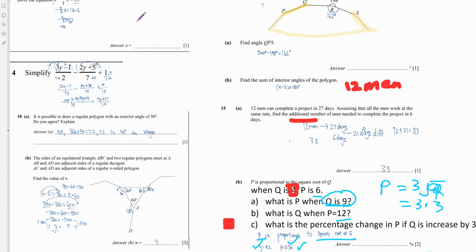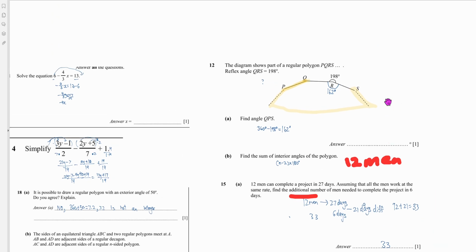Read, don't answer anyhow. Okay, this question. So, okay lah, pretty easy. What's the reason? Angle on a straight line. Or I mean the reflex angle. Yes, reflex angle. You don't say anyhow, okay? Angle on a straight line is 180. Okay? Then this is correct. Then you can find the sum of interior angles.